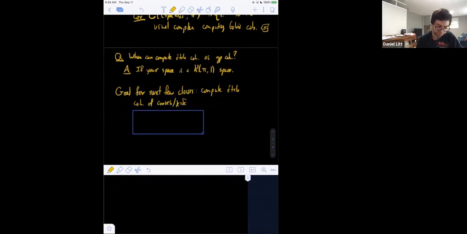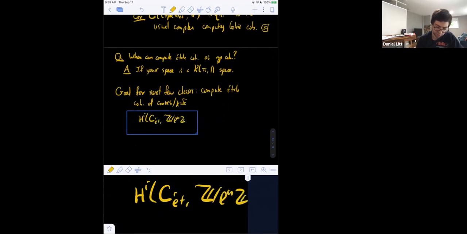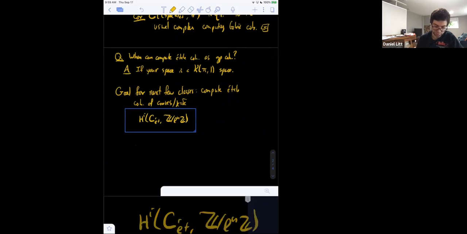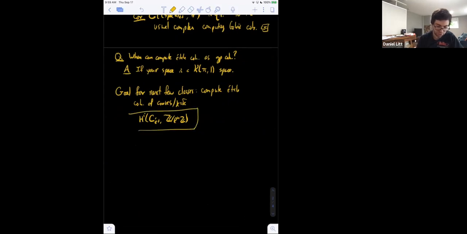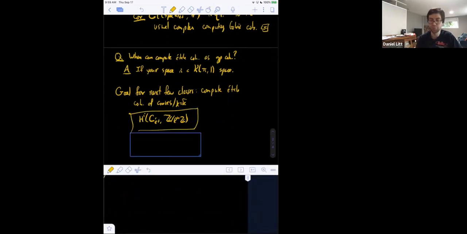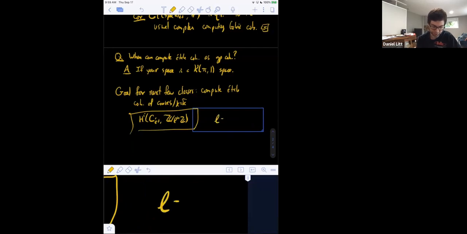And what I mean by this is the H^i of C Étale with Z mod ℓ^n Z coefficients. So this is what we want to compute. So C will be a curve, meaning a smooth, maybe not necessarily projective curve over an algebraically closed field. And we'll want to compute its Étale cohomology with Z mod ℓ^n Z coefficients, where here ℓ is not equal to the characteristic of K.